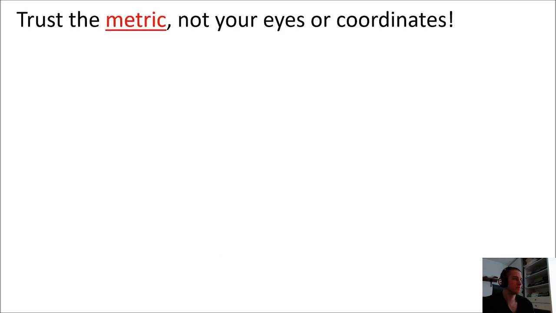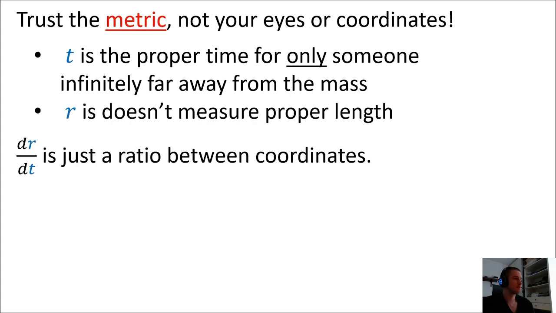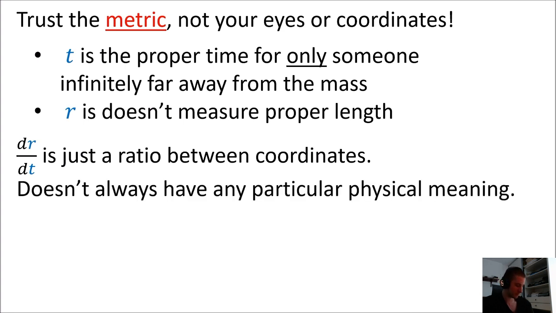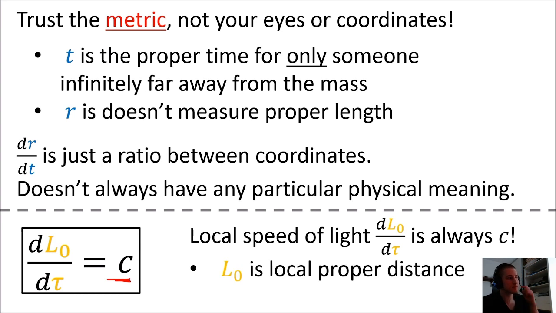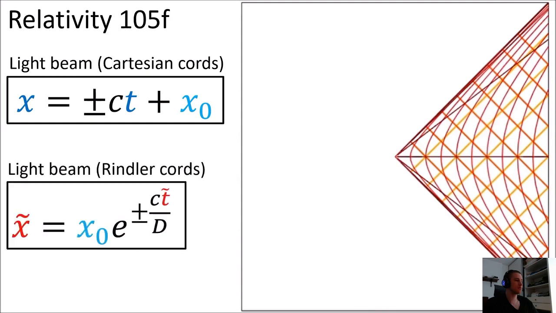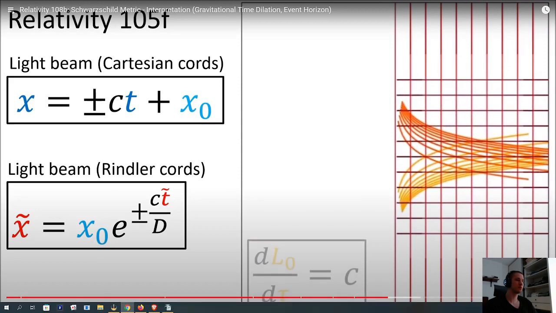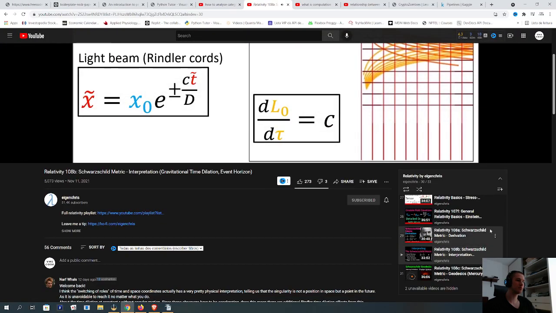Again, we can only trust the metric for making physical measurements. We can't trust our eyes or trust the r and t coordinates. We know the t coordinate is the proper time for someone infinitely far away from the mass, and r does not measure proper length. So dr by dt is just a ratio between coordinates, and it doesn't always have any particular physical meaning. However, the local speed of light, which is the derivative of proper distance with respect to proper time, is always equal to c. This is an objective fact that is true for all spacetime geometries and all coordinate systems. We saw something similar in Relativity 105F, where an accelerated observer in flat spacetime saw light beams with changing slope in Rindler coordinates. But the local speed of light, dl0 by d tau, was still c.